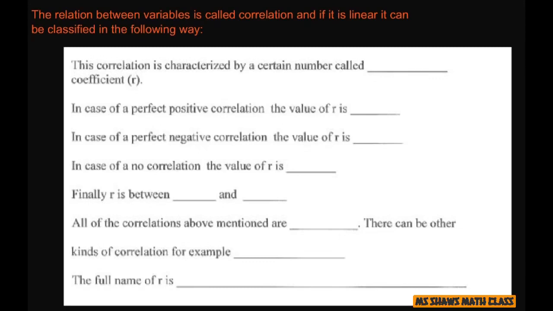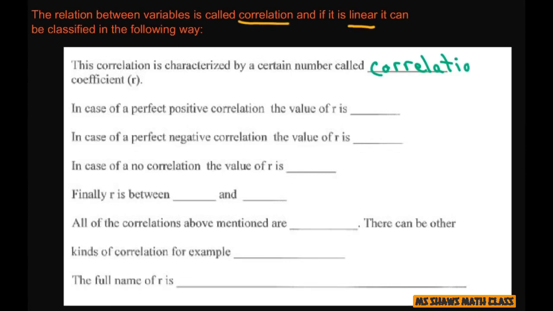Now, the relation between variables is called correlation, and what we're talking about is linear. So let's talk about some of the things that we're going to use for our vocabulary. So the correlation is characterized by a certain number called the correlation coefficient.